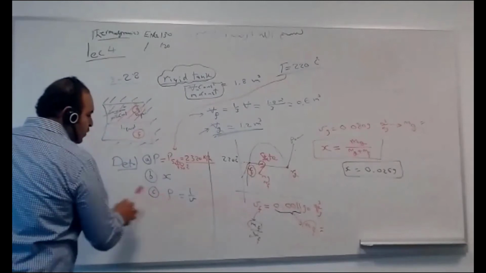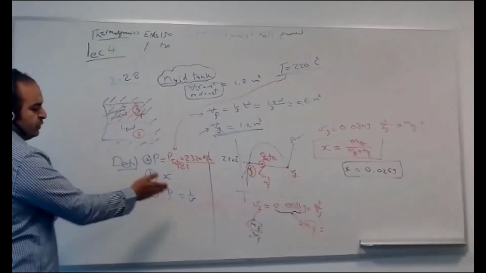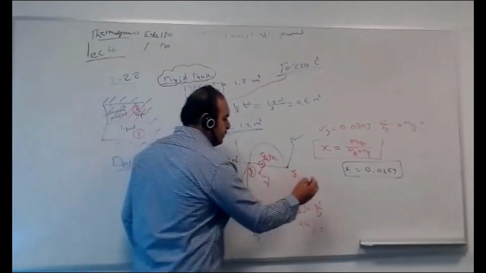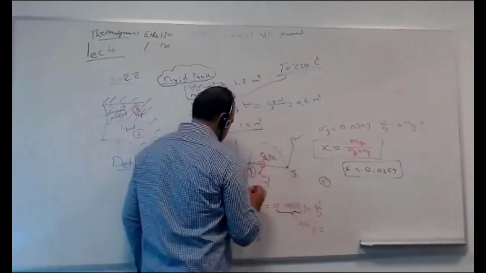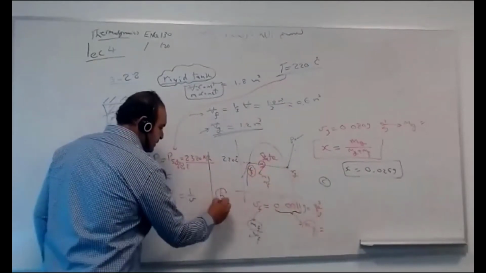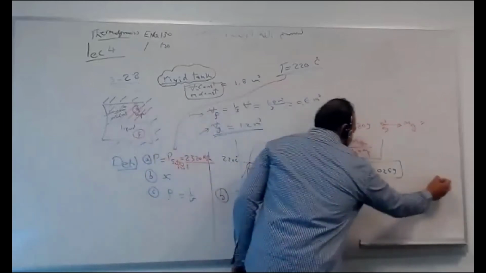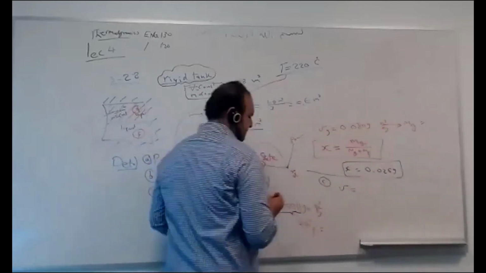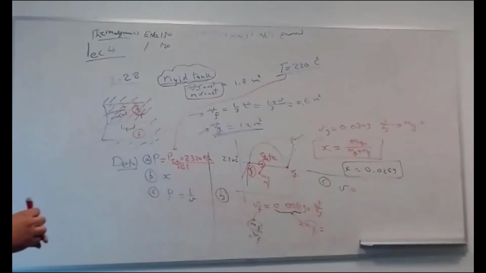The last one, rho, or the density, or nu. How can I get rho, guys? First, I need to get what? The nu. How can I get nu, guys? Can somebody tell me? How can I get nu, the specific volume?